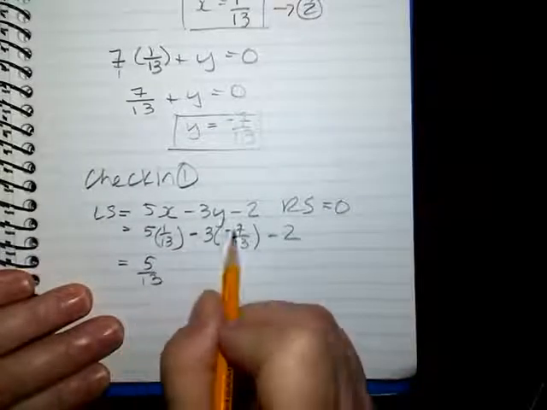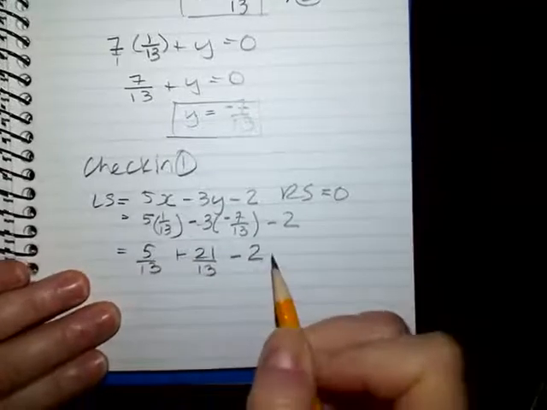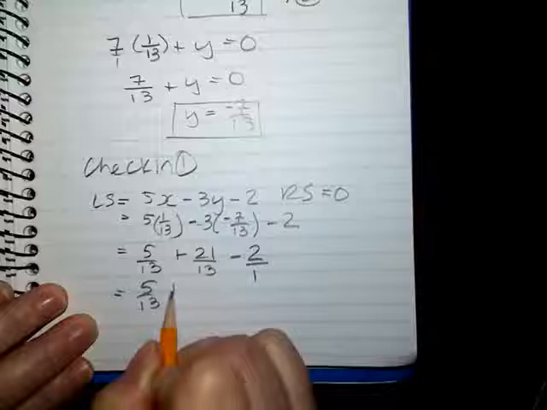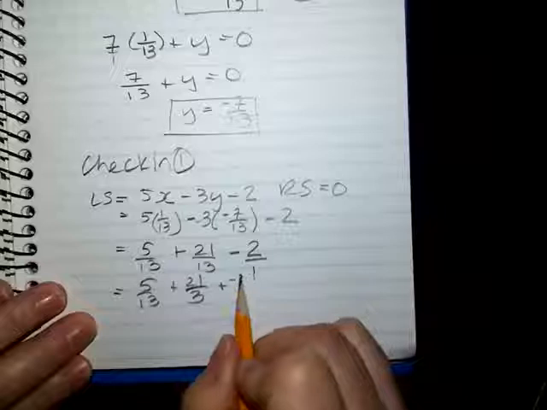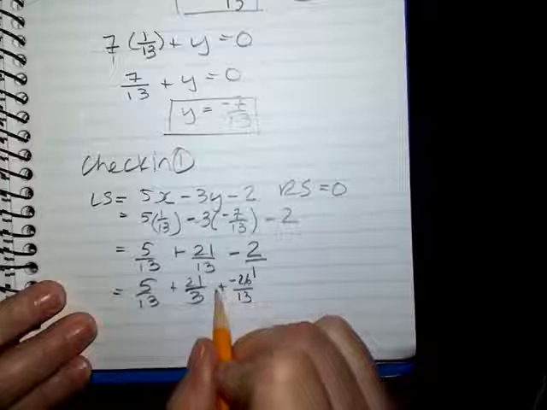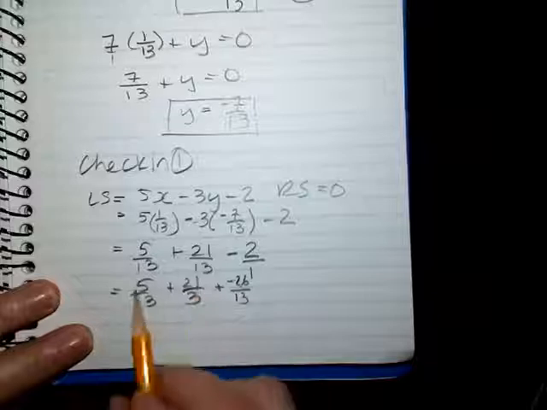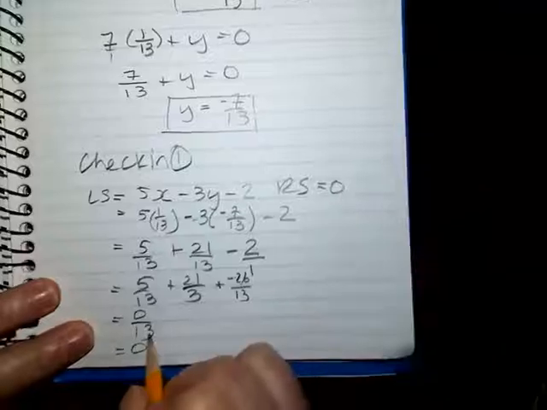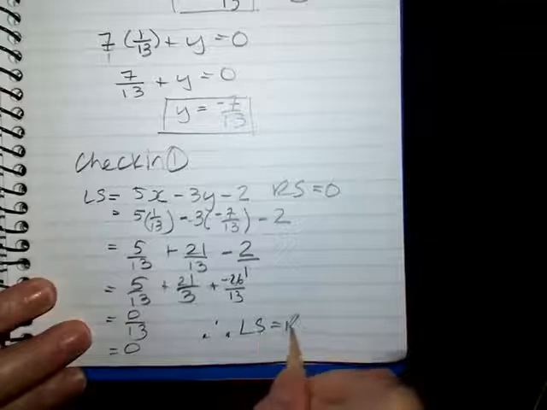5 over 13, negative times negative is positive, 21 over 13. How convenient, I already have a common denominator there except for this. 21 over 13, and then if I multiply the bottom and top by 13, I have this. I didn't need the positive there, I could have just made that negative. But anyway, negative 26 plus 21 plus 5 is of course 0 over 13, which is equal to 0. The right side and the left side are equal, so we would write, therefore, left side equals right side.